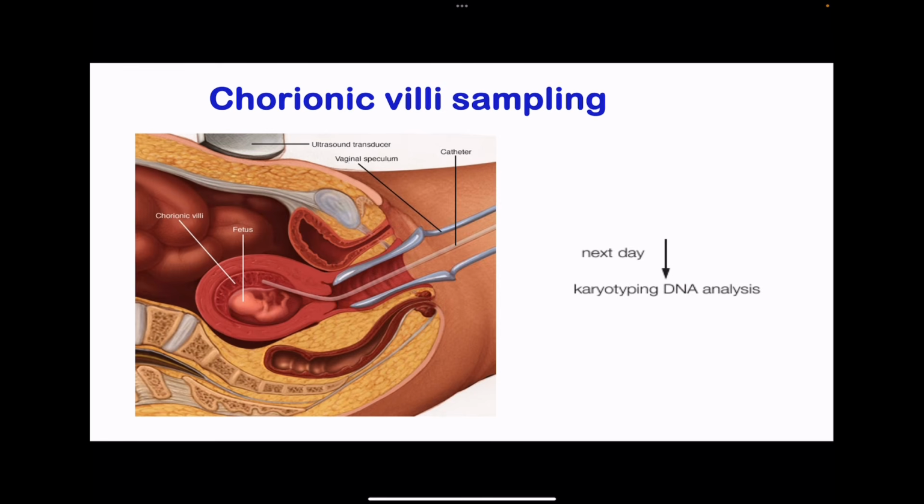For chorionic villus sampling, we can see a catheter as well as a vaginal speculum. It is inserted inside and then they take part of the chorionic villi. Because we obtain a lot of cells from this method, it's easy to analyze and you can get the results the next day after the test, but it has some complications relating to miscarriage.